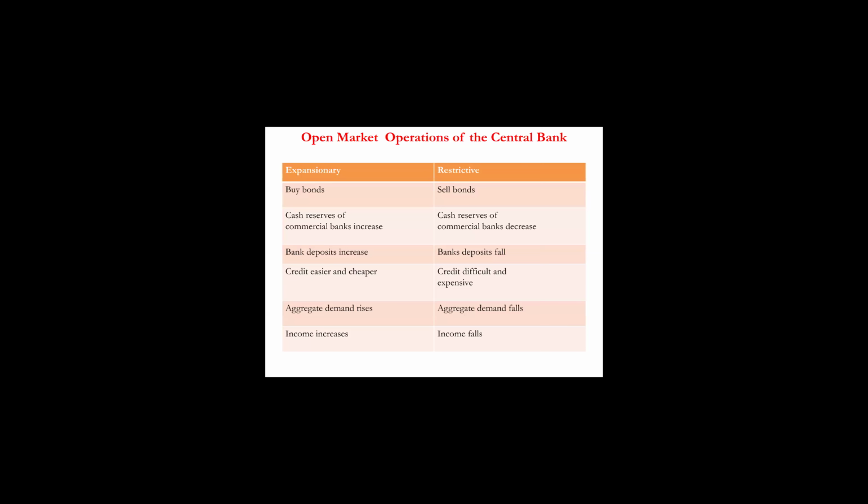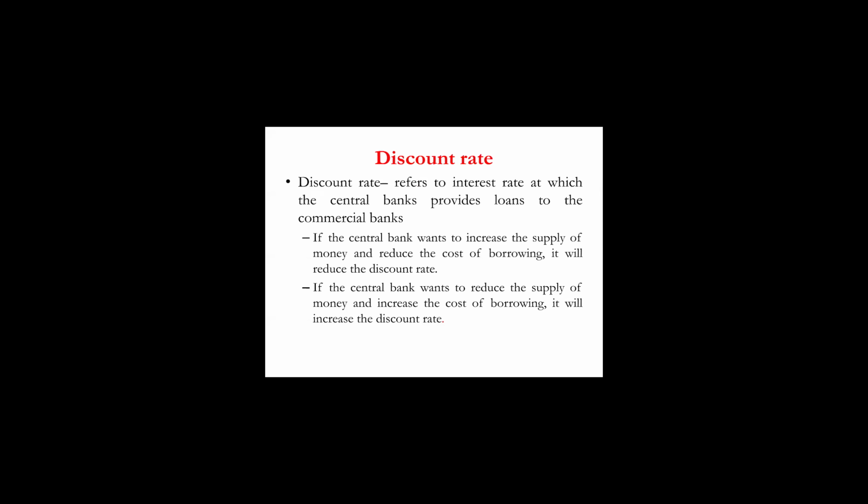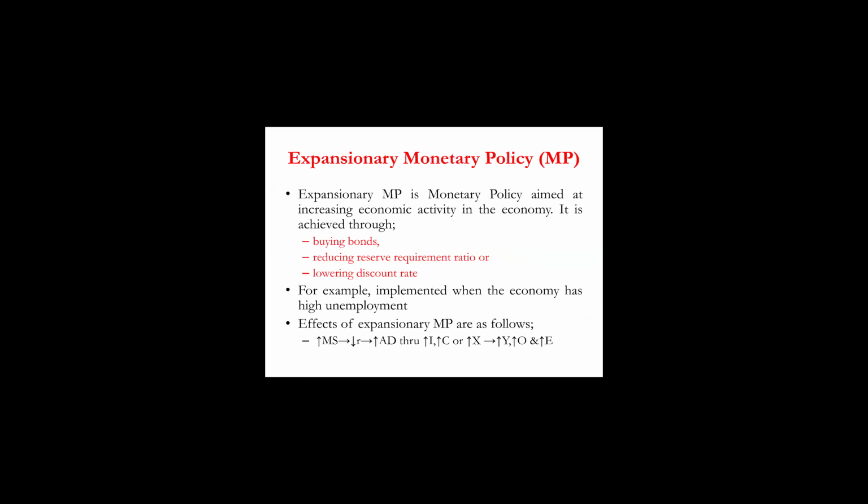Now, the monetary policy can be expansionary or restrictionary or contractionary. Restrictionary is the same as contractionary. When you say the monetary policy is contractionary, we mean it is restrictive. It aims at reducing money supply. Expansionary monetary policy is about expanding money supply. It is aimed at increasing economic activities and increasing the supply of money.